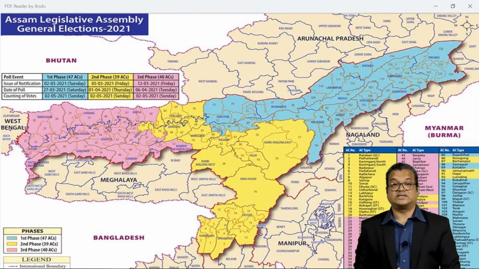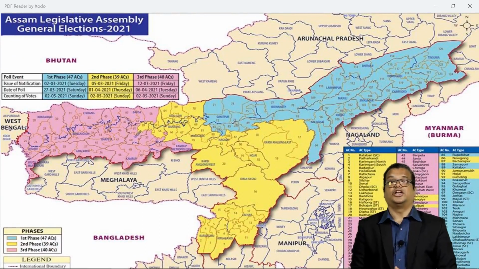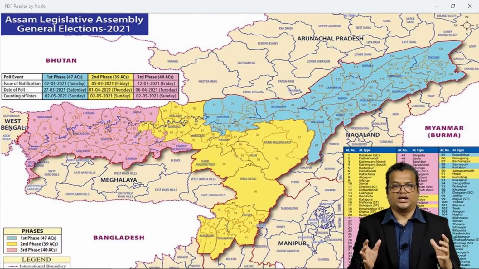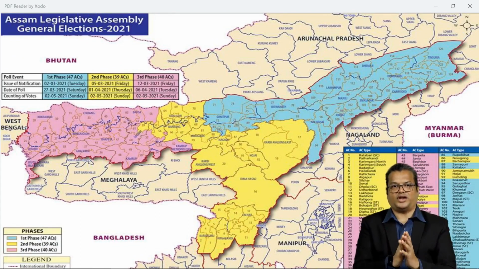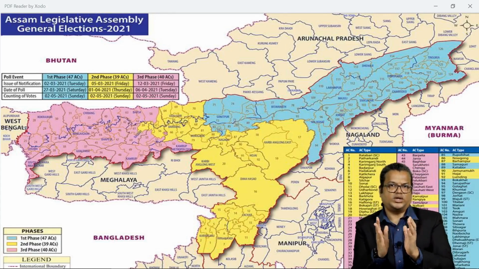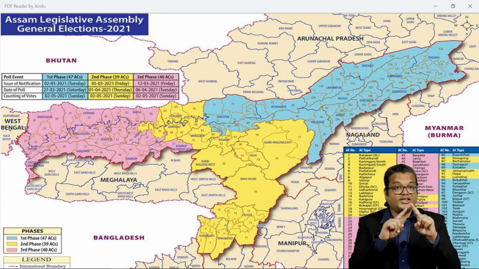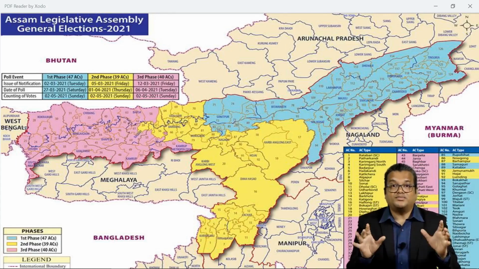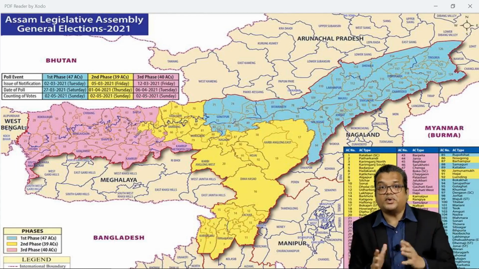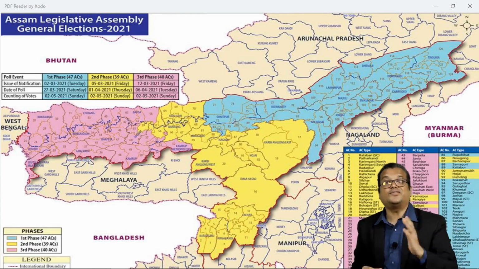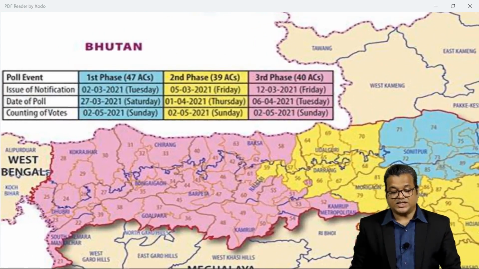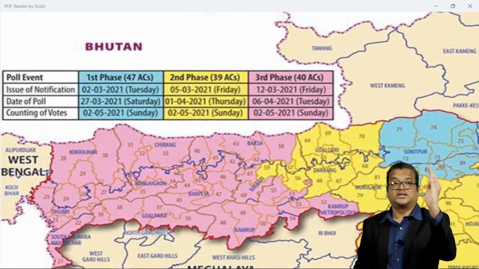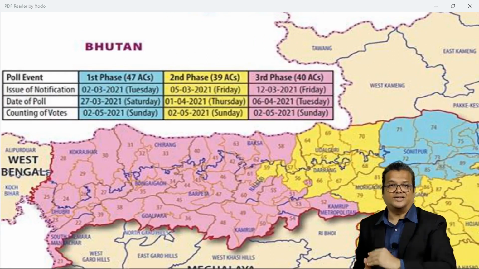Fine, let's go ahead and talk about the Assam Legislative Assembly elections 2021. Now again you can see only 3 colors on the screen, right? A light pink one, then the yellow one, and then the blue one. That means the whole of the Assam Assembly is divided in how many parts? Three parts, 3 phases. Let's talk about it. As you can see, first phase, second phase, third phase.